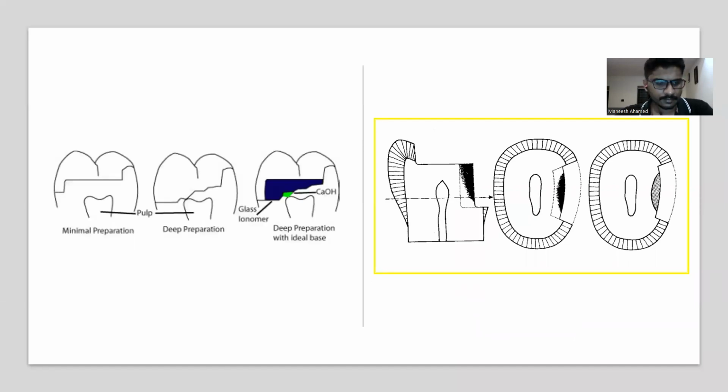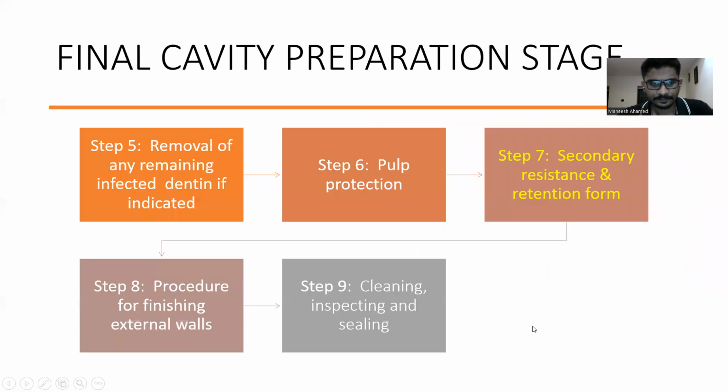So in this diagram, you can see that there is a minimum preparation in the first diagram, which does not require any pulp protection because there is enough dentin from the pulp to the restoration. But in case of a deep preparation, we know that the pulp is already approaching here. So what we do is we place a material like calcium hydroxide, which is known as a liner. On top of that, we'll place a layer of restorative material, which is known as the base. And on top of that, we will place the final restoration, amalgam or cast metal or whatever it is. So that is the basic principle of pulp protection.